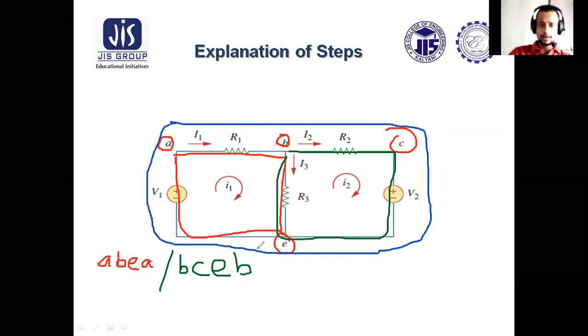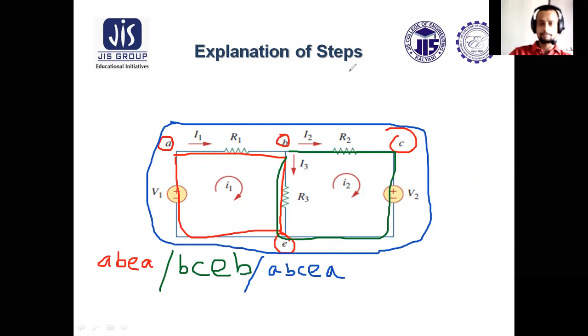So there are 3 loops. The concept of loop is already discussed in basic classes. So the outer loop is A, B, C. This is the outer loop. So there are 3 loops.